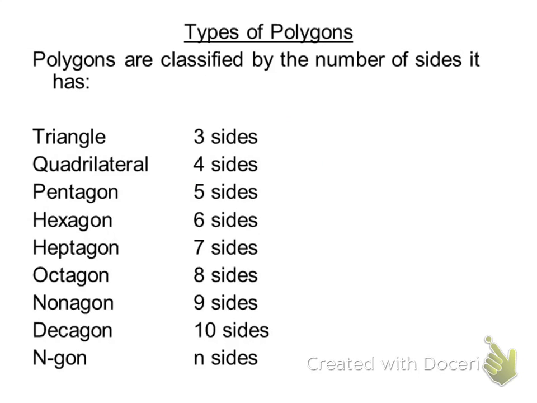Alright, you also need to get these in your notes. This is how we classify polygons. We do it by the number of sides. So if it has 3 sides, we call it a triangle. We've been talking about triangles for months, so no one should get that wrong. If it has 4 sides, we call it a quadrilateral.